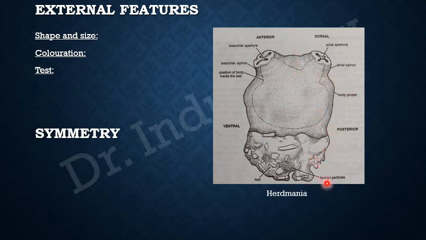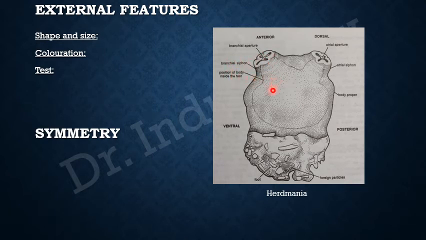And as you can see in the body, there are two apertures, the branchial aperture and the atrial aperture. Here you can see this is the anterior end. The anterior end is marked by the branchial aperture, and I will come to the symmetry later. The dorsal part is marked by the atrial aperture, and the atrial aperture is directed upwards, and the branchial aperture is directed sideways.